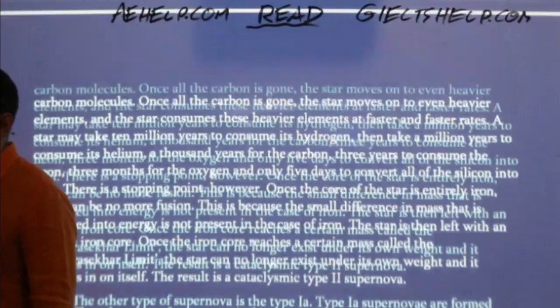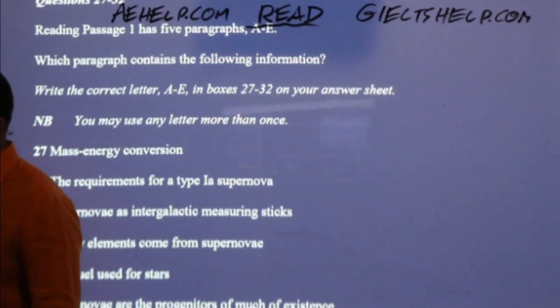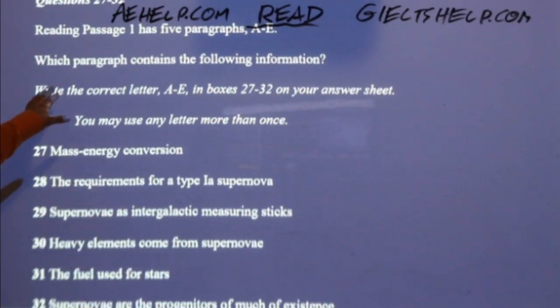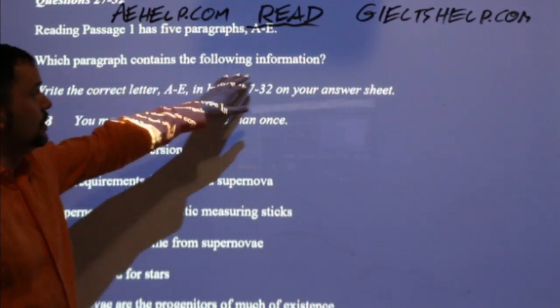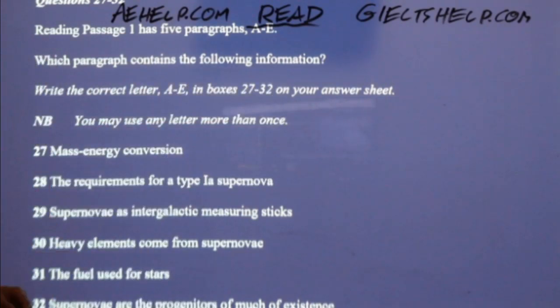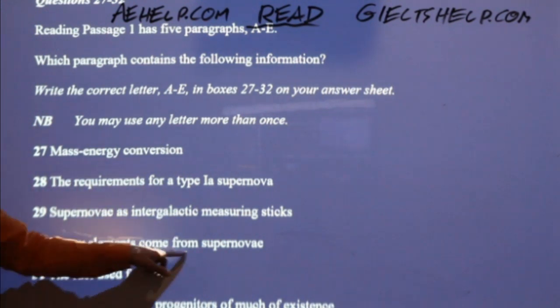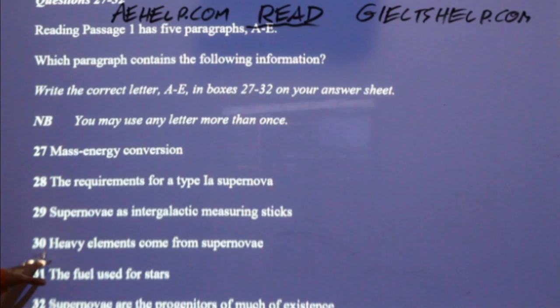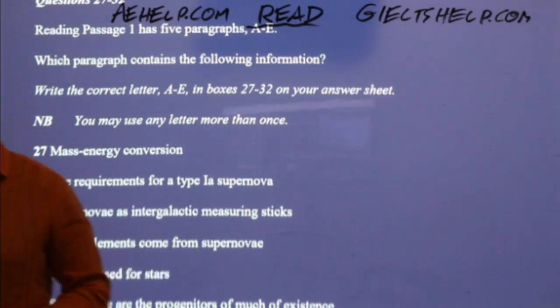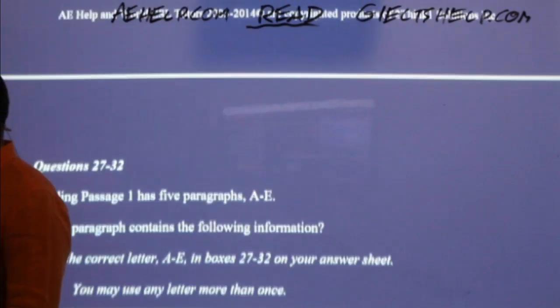So remember that question, which was this 27 to 32? Which paragraph contains the following information? And here it says, heavy elements come from supernovae. Okay, let's just jump to this one here, number 30. Heavy elements come from supernovae. If I go back, so keep that one in mind, heavy elements come from supernovae.